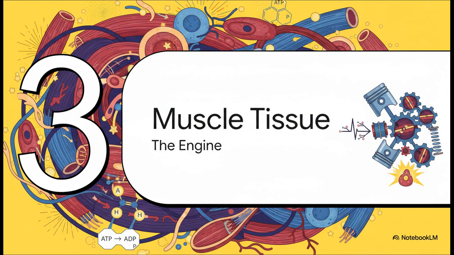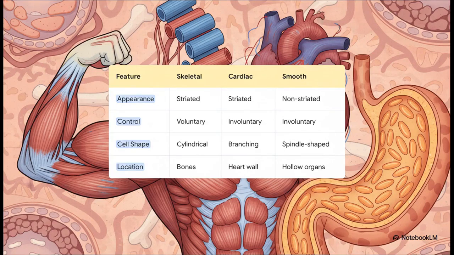All right, let's move on to our third pillar, muscle tissue. This is the body's engine. What makes this tissue so special is its ability to turn chemical energy from your food into pure mechanical force. Its entire job is to contract and create movement. And we have three distinct types of it.